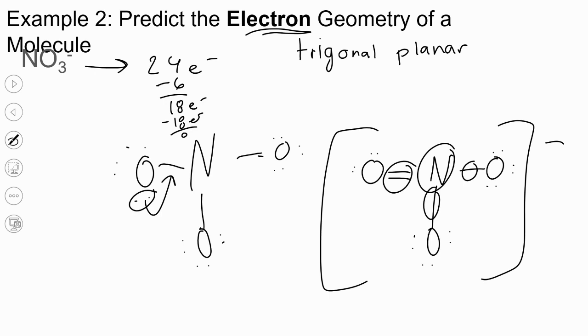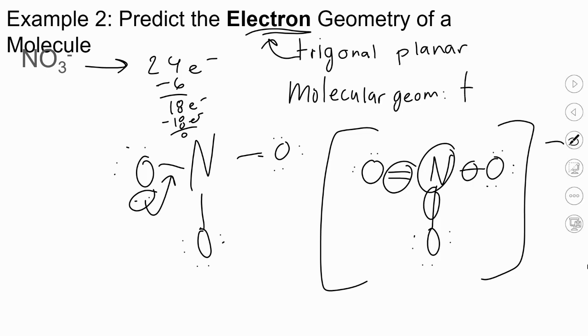What would the electron or molecular geometry be? So that's our electron geometry. How many lone pairs are around the central atom? None. So it's going to be the same. Molecular geometry will also be trigonal planar.